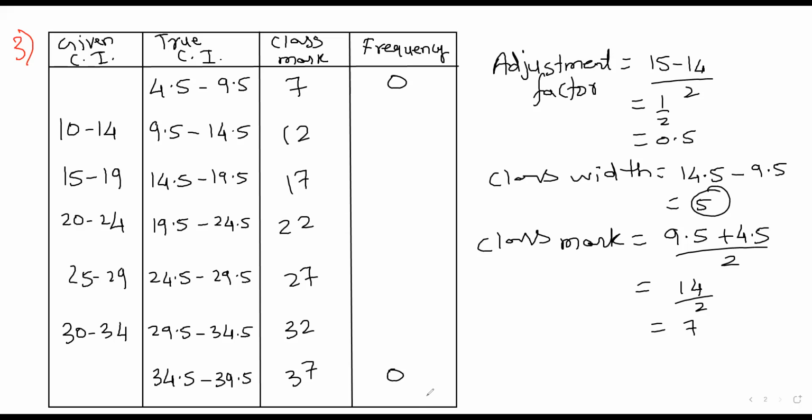Initially 0, final also 0, because they are on the x-axis. And what is the frequency? Tell me. 5, 8, 12, 9, 4. Okay. That's all. This is done.